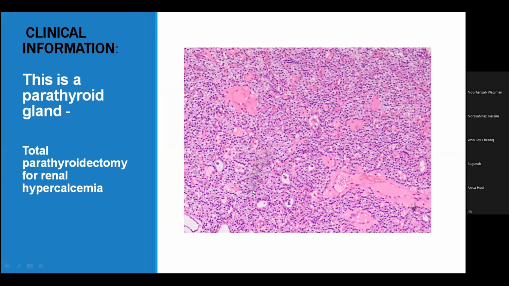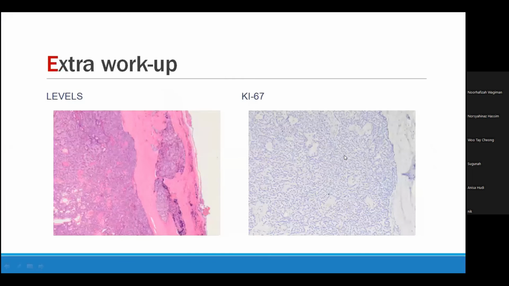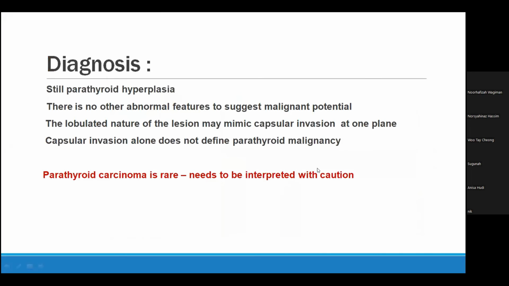So actually this was from a parathyroid gland, one of the parathyroid glands for renal hypercalcemia. This was what you saw here. So it looks very bland, no mitosis, except for that. But I did extra workup levels, and then it turned out to be like this. It's not really capsular invasion. Because of the lobulated appearance, it is still respecting its boundary, and the Ki67 is less than 1. It is still concluded as parathyroid hyperplasia.